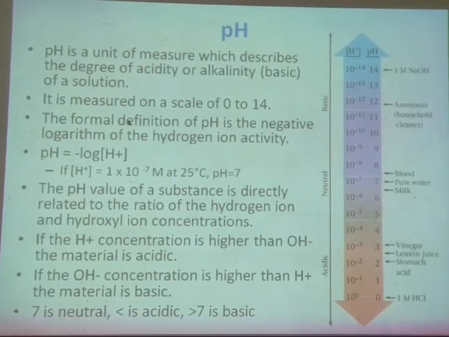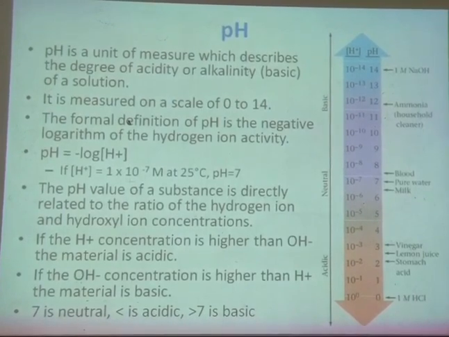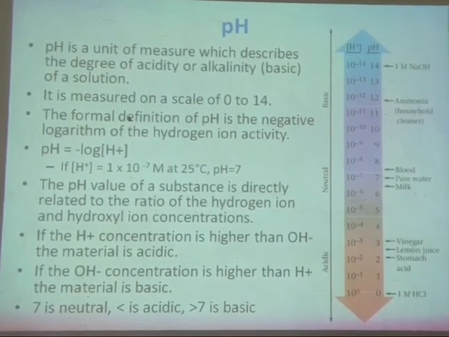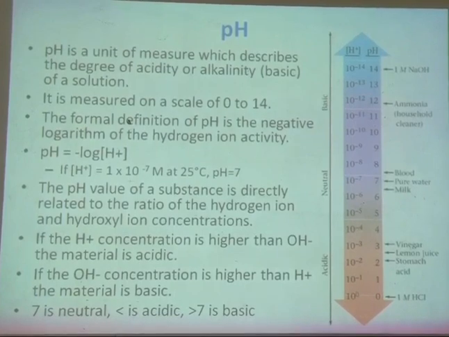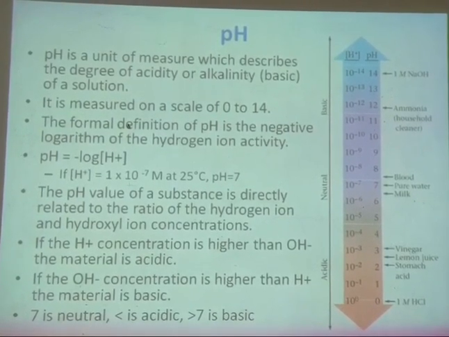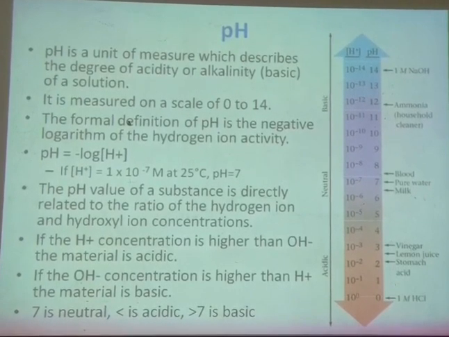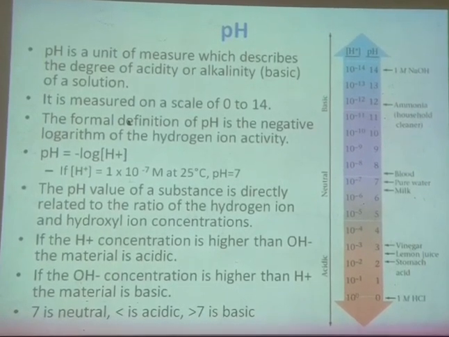The pH value of a substance is directly related to the ratio of hydrogen ion concentration to hydroxyl ion concentration. If the H plus ion concentration is higher than the hydroxyl ion concentration, it is considered acidic, or if the hydroxyl ion concentration is higher than the H plus ion concentration, it is considered basic. 7 is considered neutral, less than 7 acidic, and greater than 7 basic.